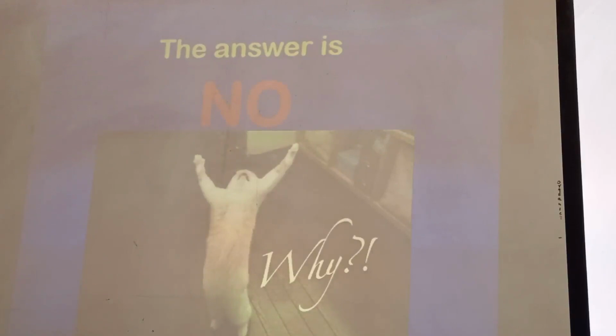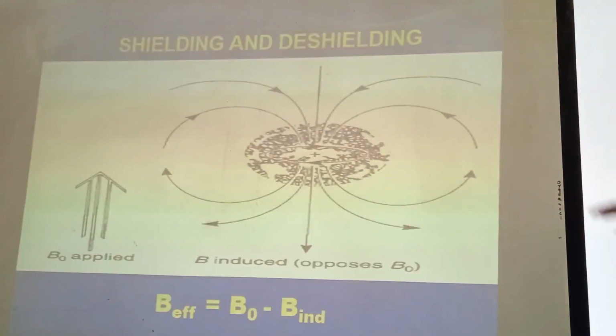But again, why? Why do these nuclei not observe resonance at the same frequency? Or in other words, why do these nuclei not absorb the same frequency? Because each of them has a different precessional frequency. Each of them has a different Larmor frequency. Again, the question is why? That is because of a very common phenomenon that we call shielding and deshielding.